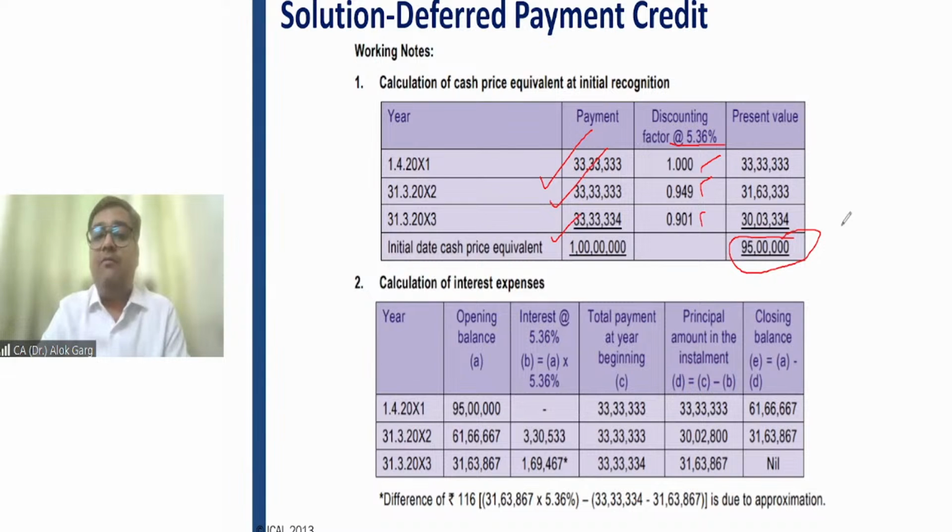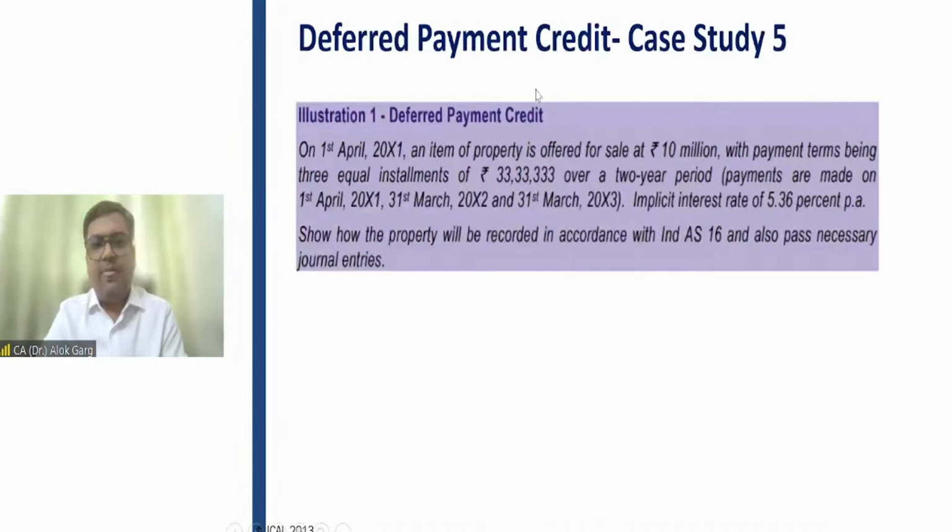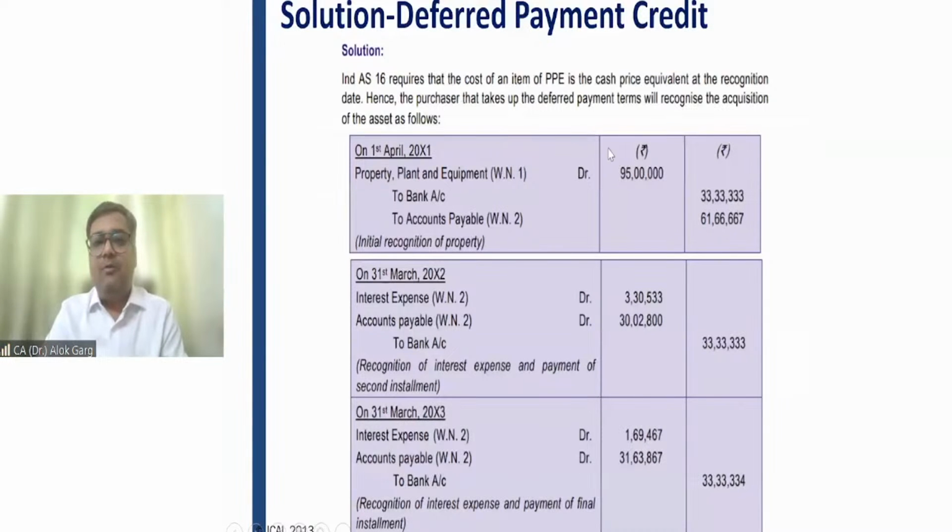What is the accounting entry on day one? Can you tell me? Property, plant and equipment account debit 95 lakh, to bank account, because the payment is upfront, the first installment of 33,33,333, and the remaining is your accounts payable, 61,66,667.